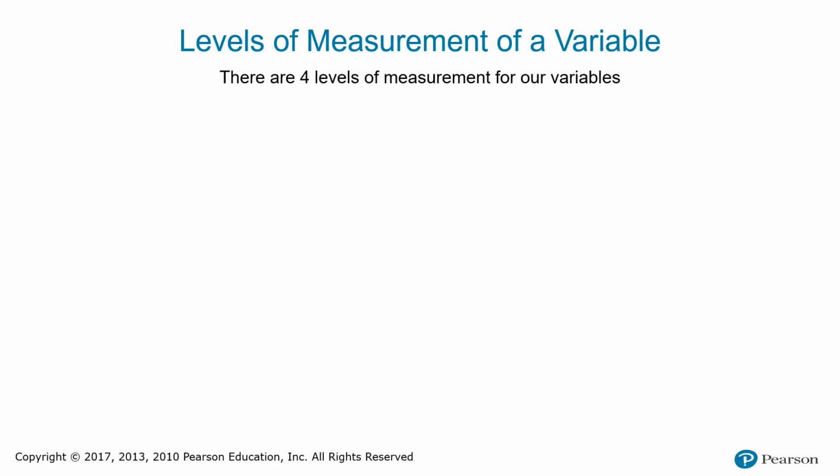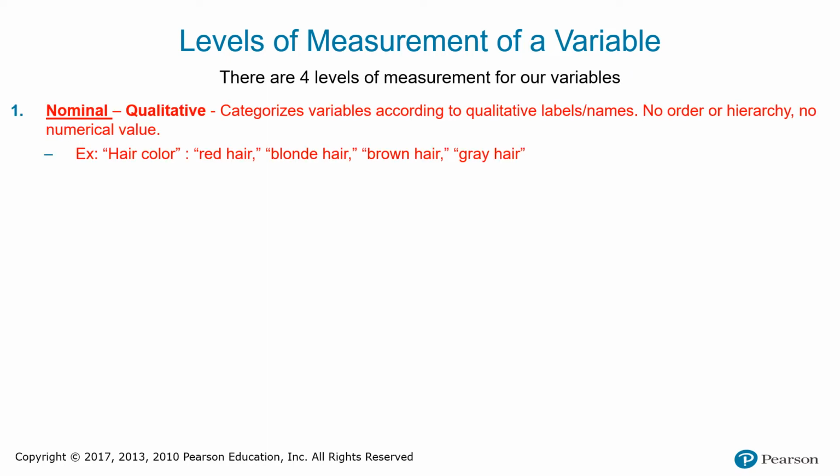There are 4 levels of measurement for our variables. 2 that deal with qualitative variables and 2 that deal with quantitative variables. Let's take a look at each. The first is the nominal level, and here we're dealing with a qualitative variable. So at this level, we're categorizing variables according to qualitative labels and names, but there's no order or hierarchy here and no numerical value.